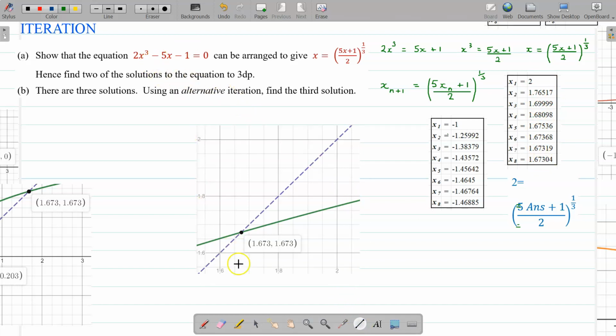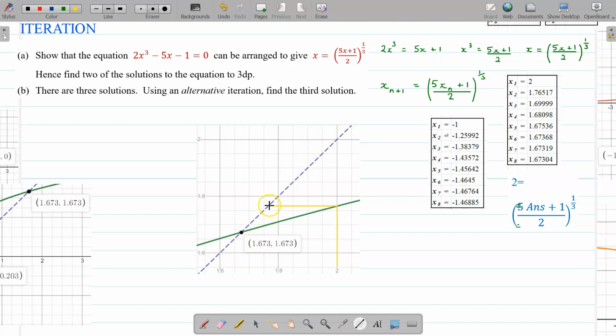So I start with a line at 2. So my original x value is 2. And it comes up and we hit the curve here at this point. We then take this line across here and hit that straight line there, the line y equals x, because remember, we're almost swapping the x for a y when we draw this line y equals x.